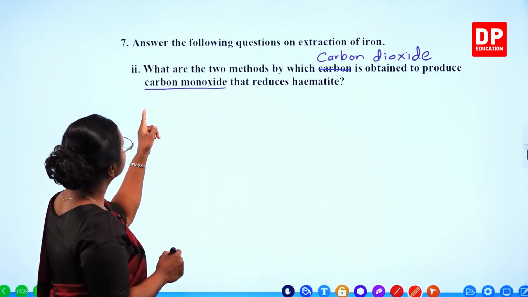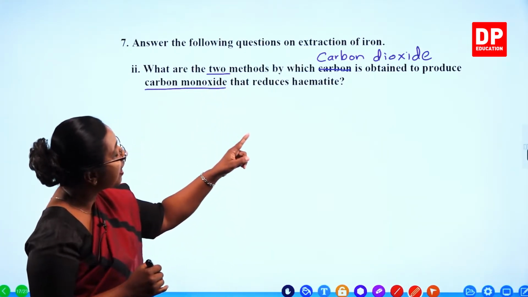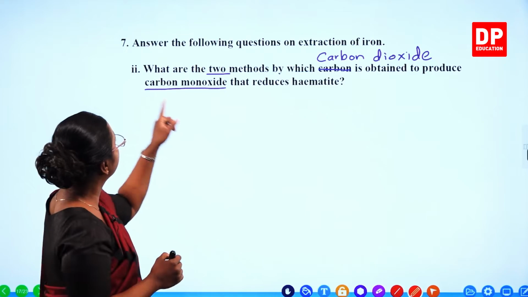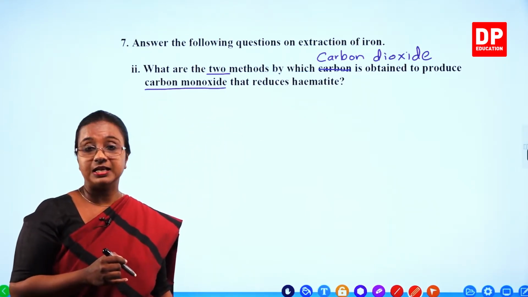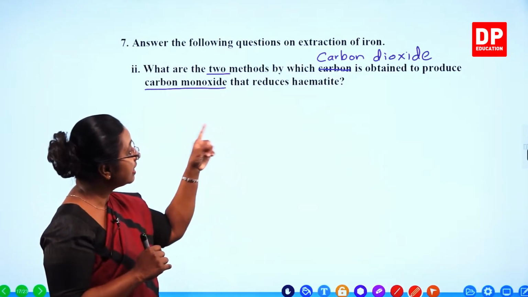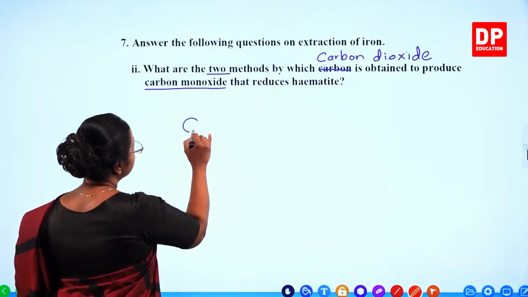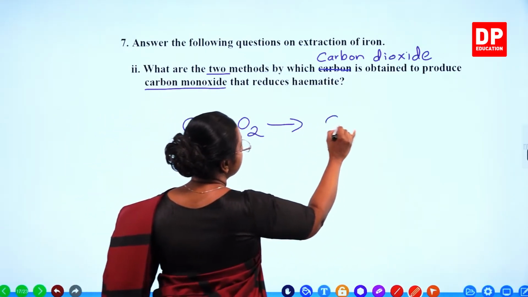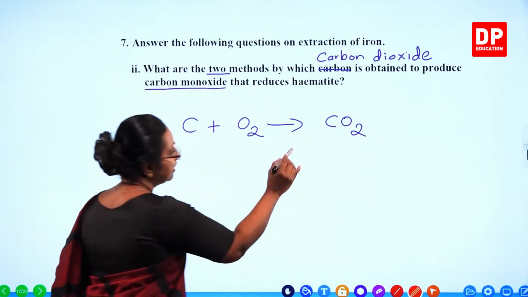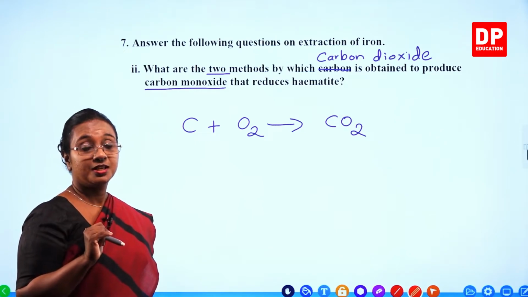So they have asked us what are the two methods by which carbon dioxide is obtained to produce carbon monoxide that reduces hematite. So one method is the reaction of carbon with oxygen. So we can write the reactions. Carbon with oxygen gas produces carbon dioxide. Here the reaction is balanced. Then what is the other reaction?